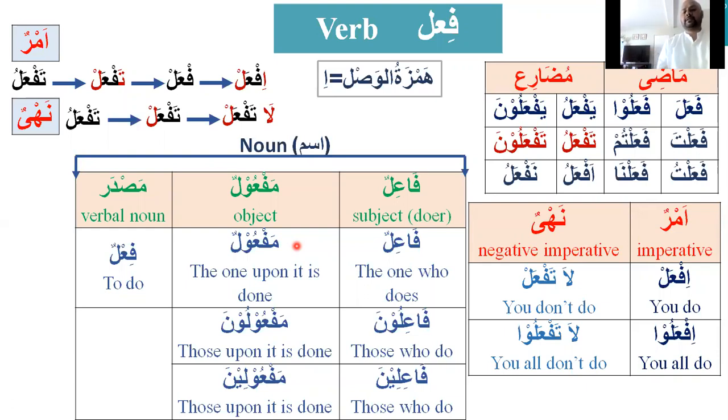And then fi'l, masdar. We say this because masdar means the central word. All these words we have generated are from the central word. This is the masdar, verbal noun, fi'l, to do. So again, fa'ala, we have madi and mudare, and amr. If'al la taf'al. If'alu la taf'alu. Fa'il, fa'ilun, fa'ilin. Maf'ul, maf'ulun, maf'ulin, fi'l.